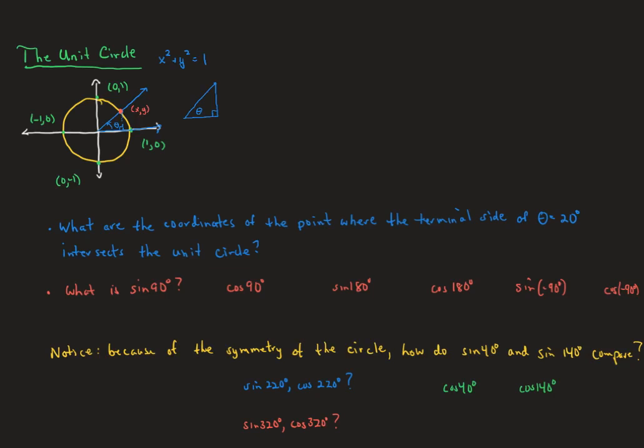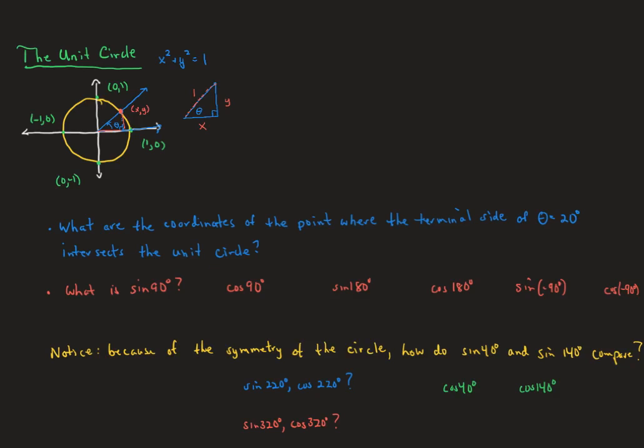So the x-coordinate of that point is going to be this horizontal distance on our right triangle. And the y-coordinate of that point is going to be this opposite side of angle theta. And because we chose this to be the unit circle, then our hypotenuse here is a radius of the circle, so it must be 1.